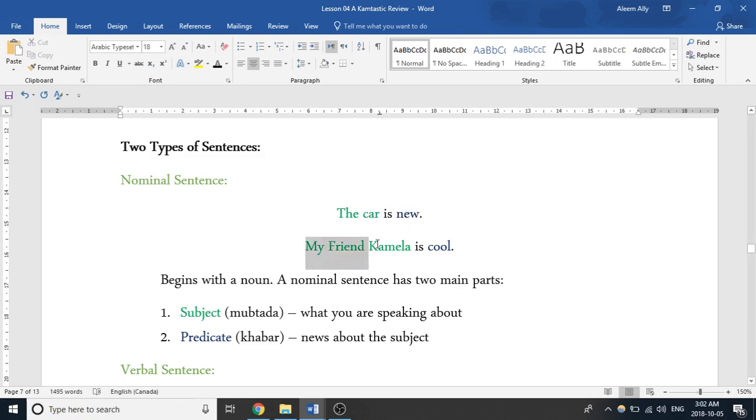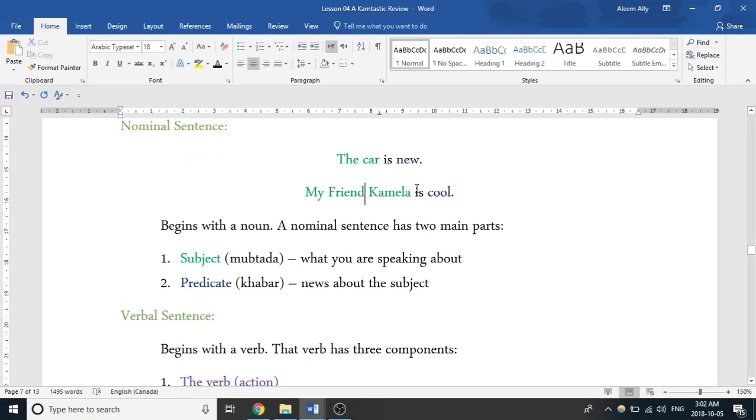So my friend Camilla would be the subject. I'm speaking about my friend Camilla. And if I said is cool, that would be the predicate, right? One thing to keep in mind is that in Arabic, there is no word for is. You just have to look at the construction between the words, the different case endings and how they're interacting, to see if you have to insert an is. When we go more in depth into sentences, we'll see how to do that. But really, it's just reading it and knowing the construction, and you'll see more of it.